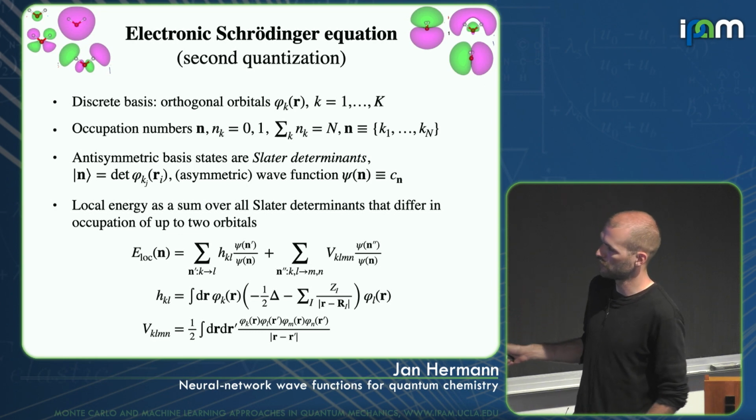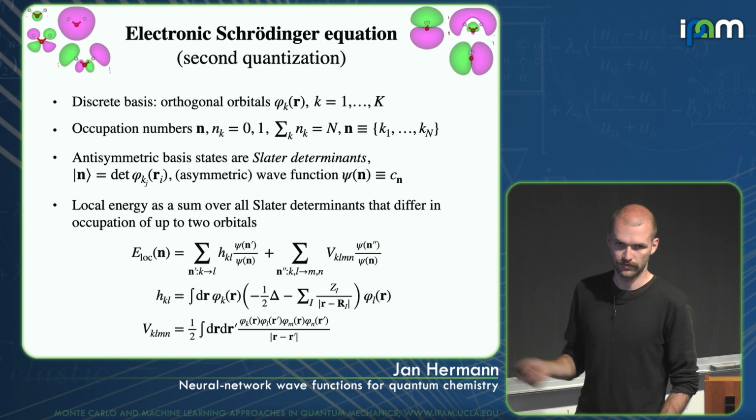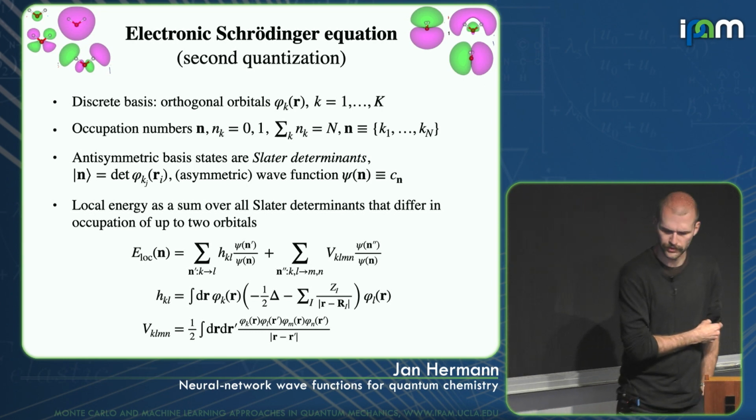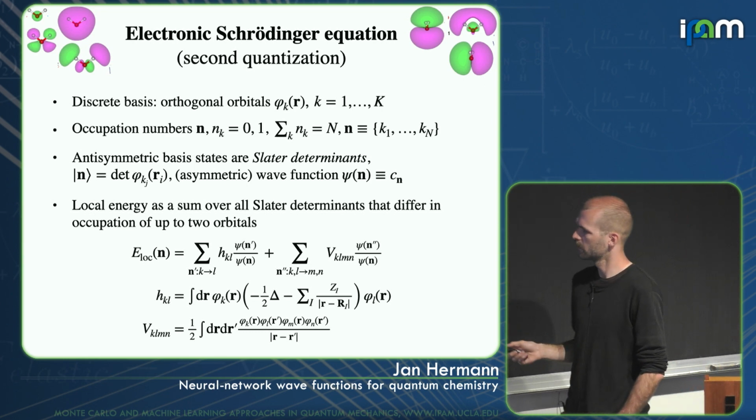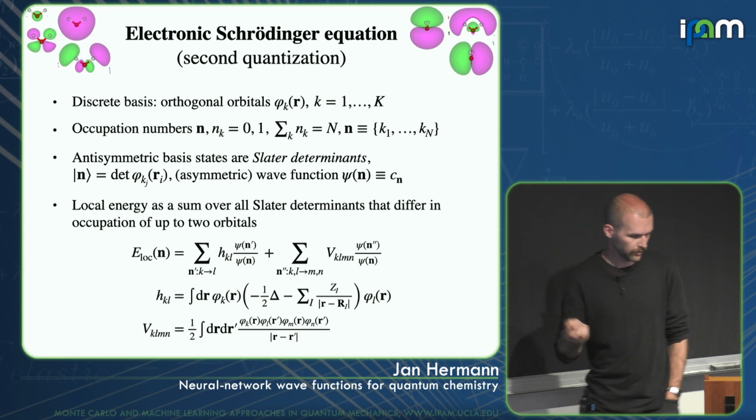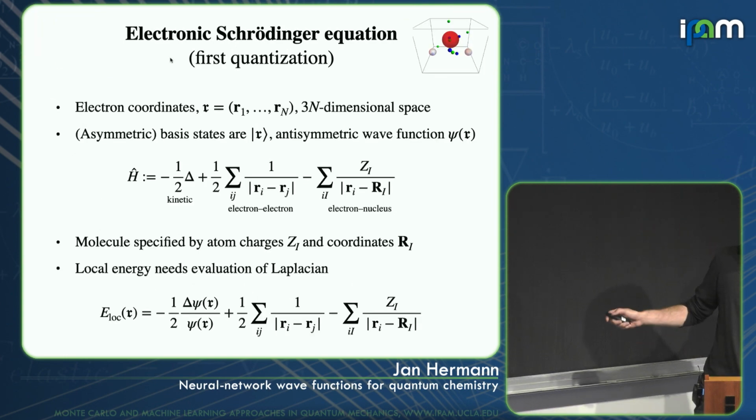So when you do this setup and represent this with a neural network, that's what he was talking about and refers to as fermionic neural quantum states. But what I will be talking about is this first quantization setup.